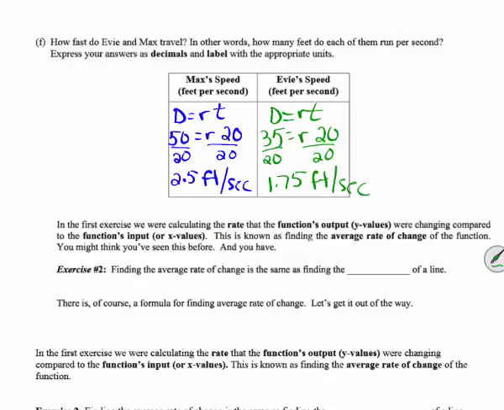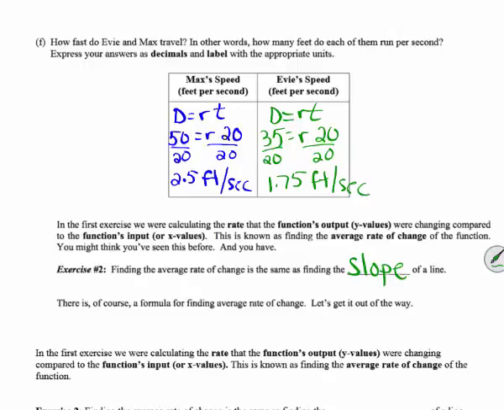In the first exercise, we were calculating the rate that the function's output values were changing compared to the function's input values. This is known as the average rate of change. This is also called, which we did a little bit last year, the slope of a line.